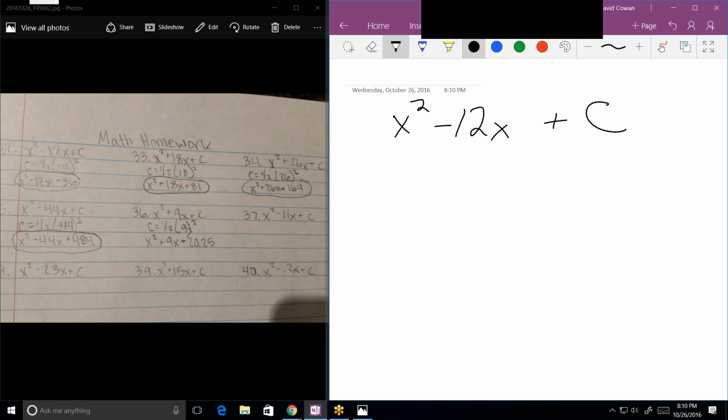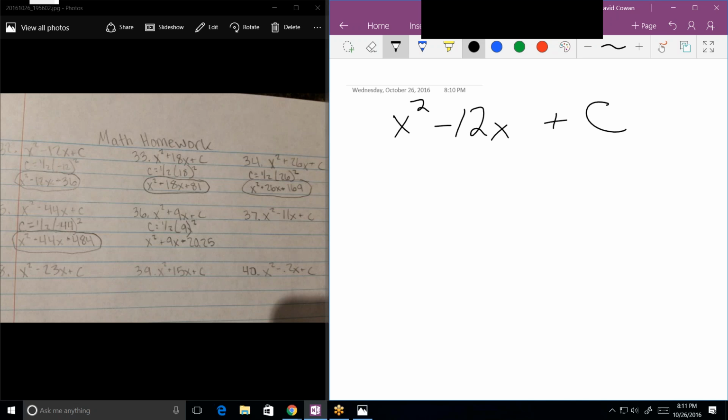In other words, they want you to define a C that will make that a perfect square of a linear term. Right. So basically, I just take half of the B term and square that to get the C term. What is that? I got 36.